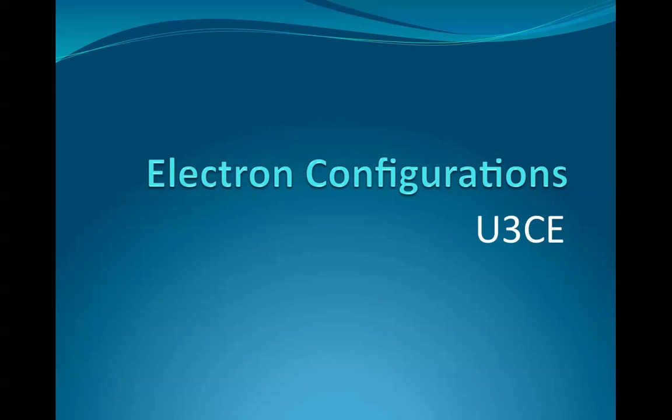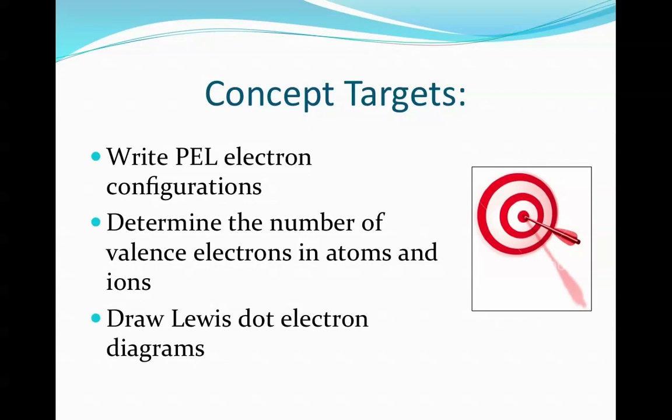In Concept E, we're going to be focusing on principal energy level electron configurations. So by the end of this video, students should have a basic understanding of how to write principal energy level electron configurations. They should be able to determine the number of valence electrons in both atoms and ions, and also be able to draw Lewis dot electron diagrams to illustrate the valence electrons in atoms and ions.